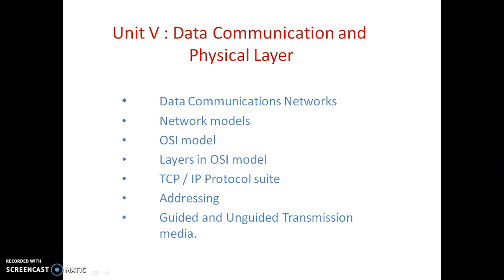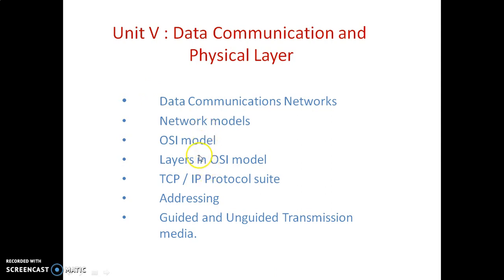Hello friends, this is the fifth unit of Information Theory, Coding Techniques and Computer Network subjects for third year ENTC. Fifth unit, name of the unit is Data Communication and Physical Layer. So contents of this unit are Data Communications Networks, then Network Models.